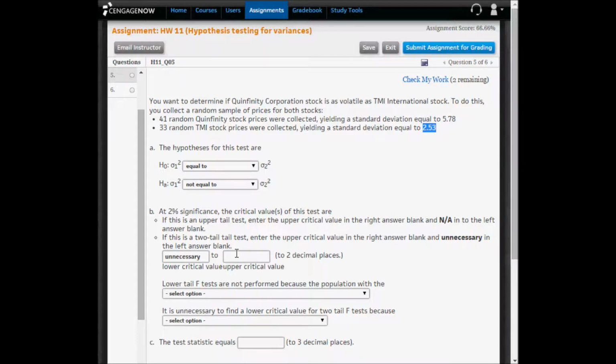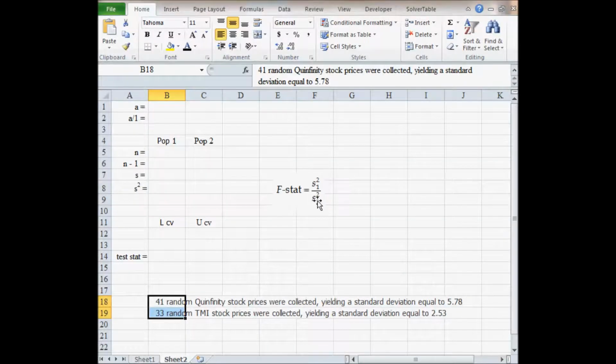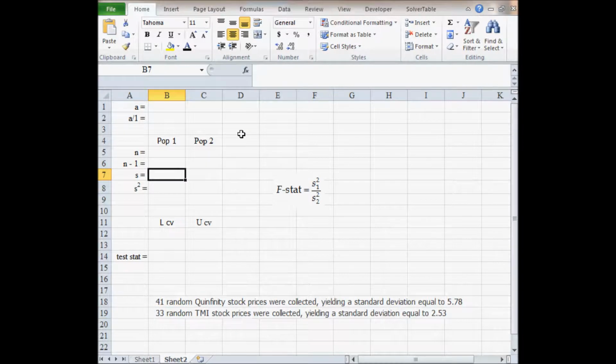So now we need to find the upper critical value of this test. So I'm going to copy this stuff and paste it into Excel. The F stat is the ratio of two sample variances, and it is defined to be the ratio of the bigger sample variance divided by the smaller sample variance. So population 1 here is going to have a sample variance of 5.78 because it's bigger than the sample variance of the TMI stock price.